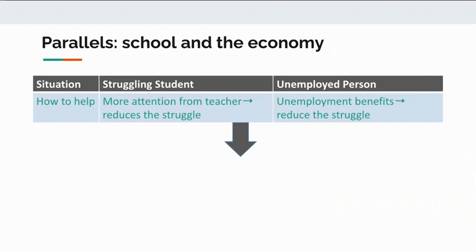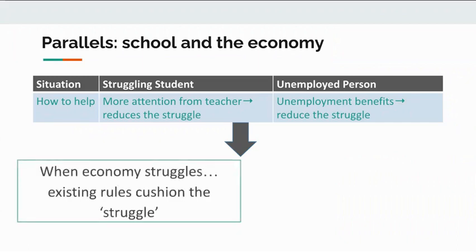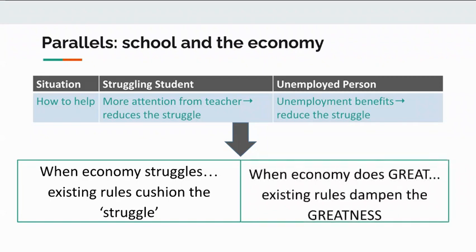The same goes for an unemployed person. When you are unemployed, you technically have to apply for it, but it's there. Unemployment benefits are rules that kick in that help you reduce the struggle. So basically, when the economy struggles, there are existing rules that cushion the struggle. And the same works in the opposite direction. When the economy is doing great, there are existing rules that dampen the greatness.